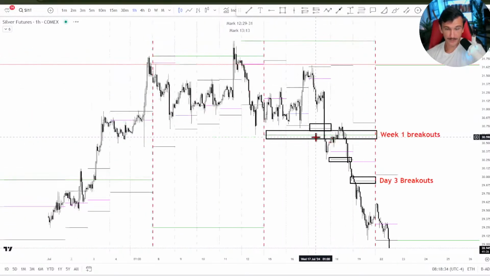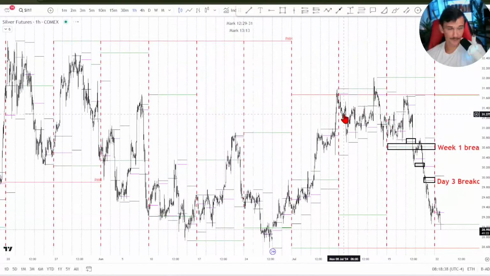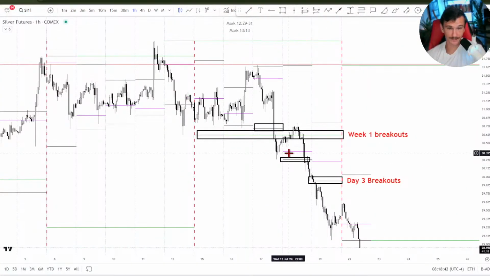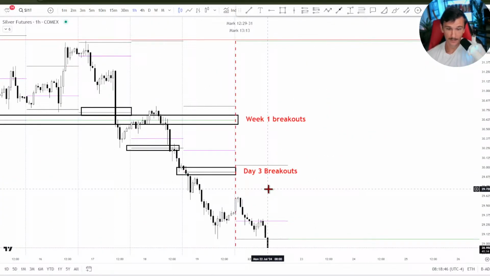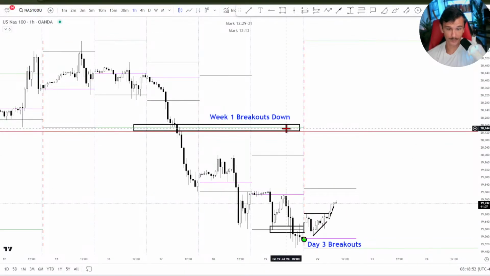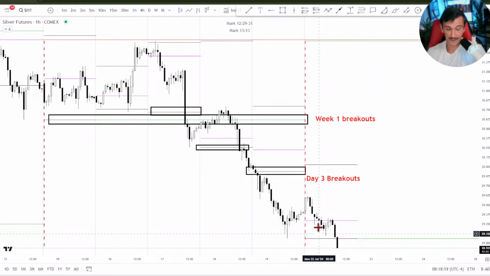Okay, another similar template. This is a failed breakout at the high of, just making sure, current month. So week 1, week 2. Week 2 of the cycle has broke out to the downside. So week 1, week 2, week 1 breakouts. And then setting us up for today, this is the 3rd day of breakouts. Kind of like the NASDAQ? Week 1 breakouts down, day 3 breakouts down.